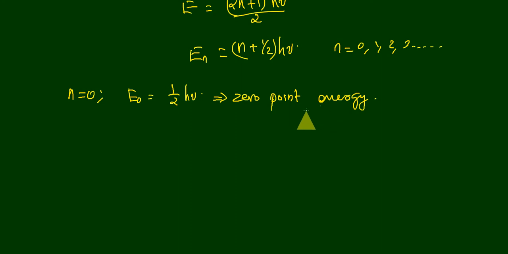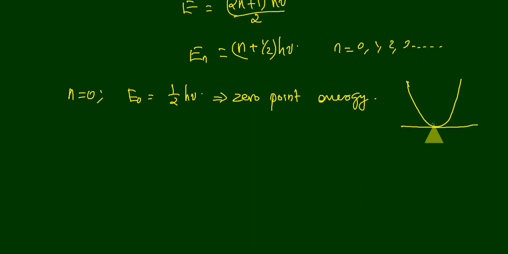But it means that you cannot bring this system to an energy level below half h nu. But what was the classical mechanical picture? We already saw in the first video that we have an energy profile like this.